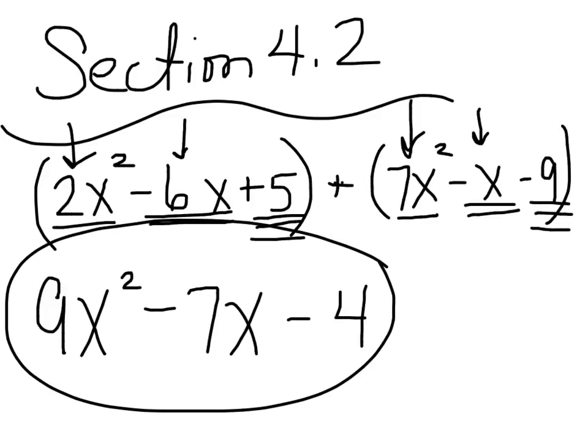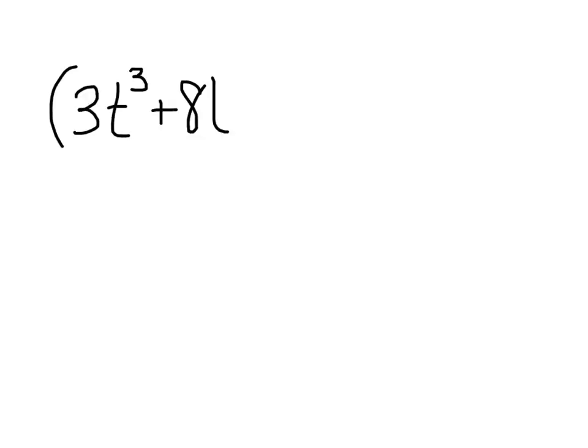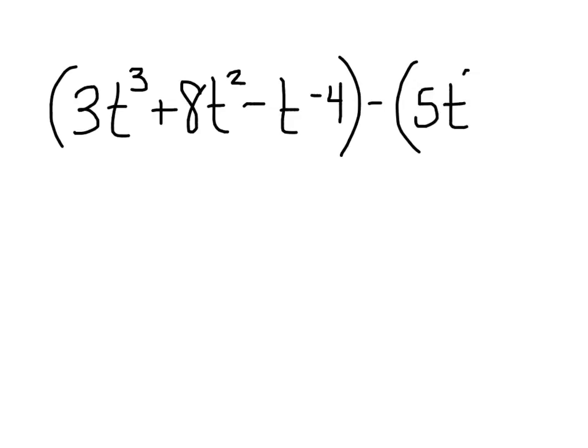So if it says to add them, make sure that you combine like terms by adding. The next one: 3t to the third plus 8t squared minus t minus 4, minus 5t to the third minus t squared plus 17.